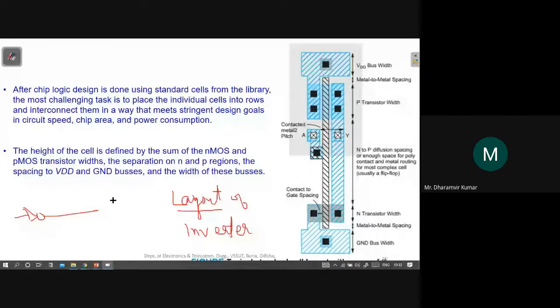When you look at the circuit of inverter, you will see this thing also. There is one PMOS, there is one NMOS. Okay, and this is ground, this is output, this is VDD. One PMOS and one NMOS. This is the circuit of an inverter.